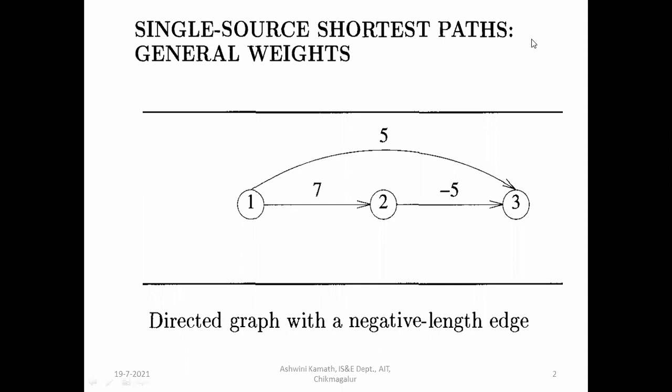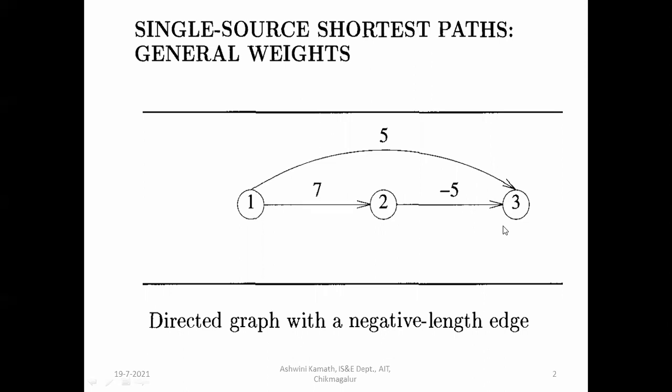So consider this graph. This is a directed graph with negative cost edges, or negative length edges. You can notice that the direct edge from 1 to 3 is 5. Via 2, if we consider 7 minus 5, which is equal to 2. The path 1 to 2 is 7, and 2 to 3 is minus 5. So 7 minus 5 is 2. So from 1 to 3, if we reach via 2, it will be only 2.